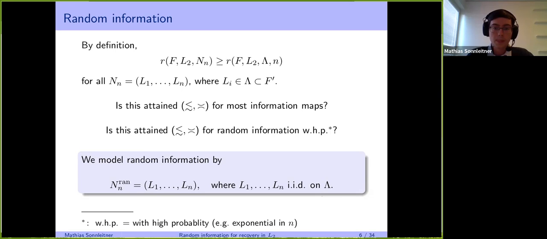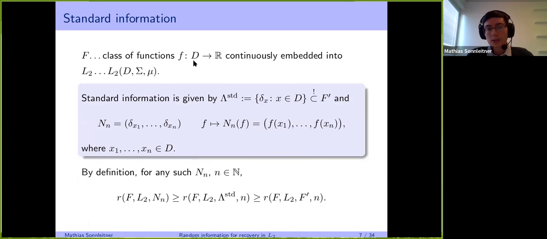So first, for standard information, we take a class of functions and we assume that it's continuously embedded into an L2 space, where the L2 space is on this domain where the functions are. Then for standard information, we use the delta functionals, which we assume are continuous for the later discussion. And then the information is given by taking points in the domain and evaluating the function at these points. So we have function samples.